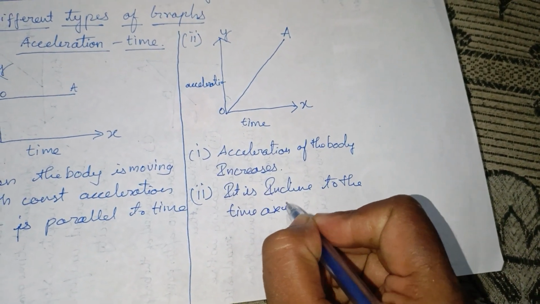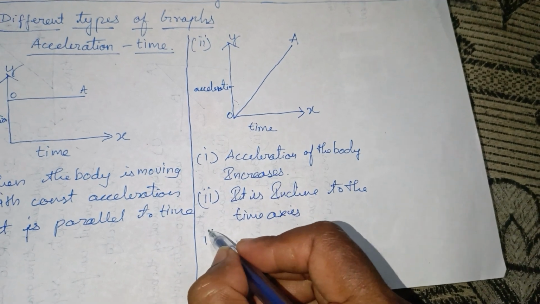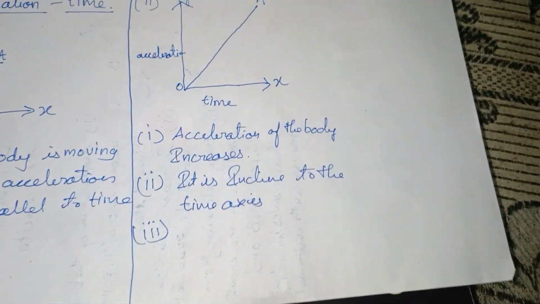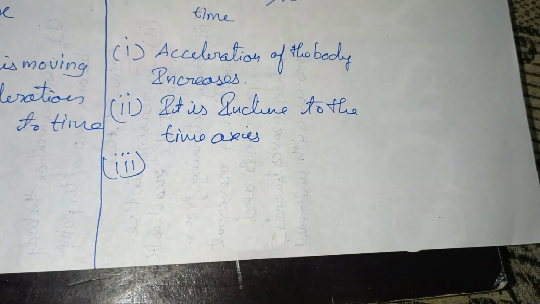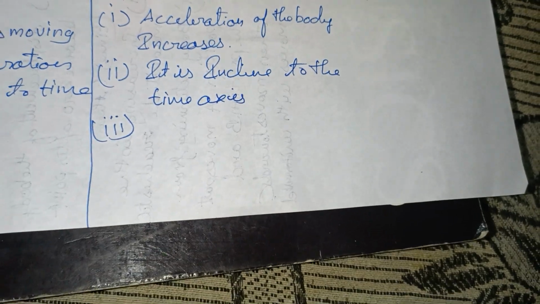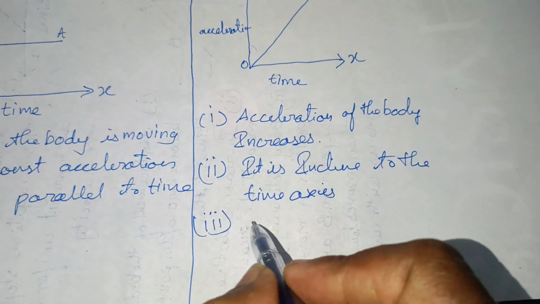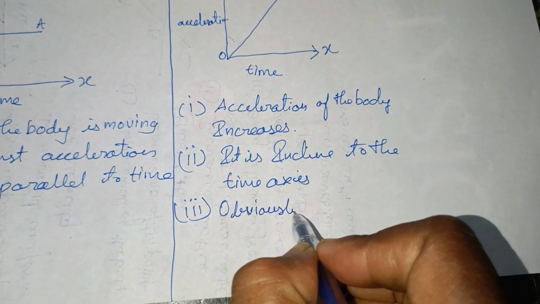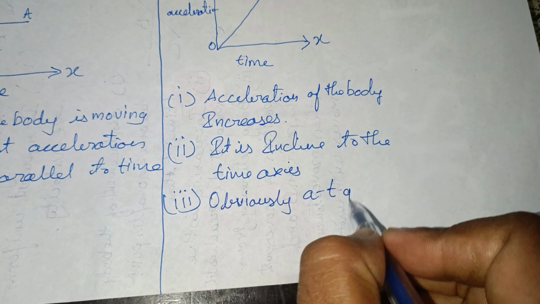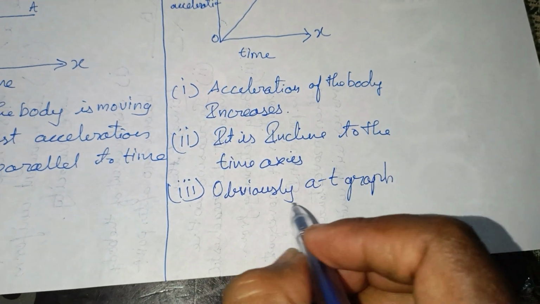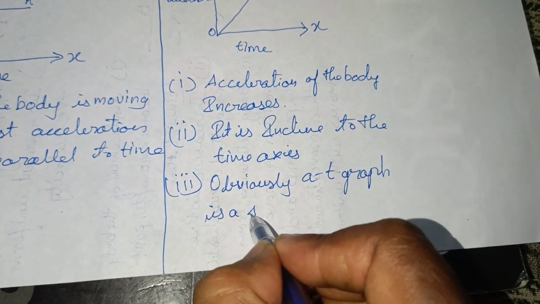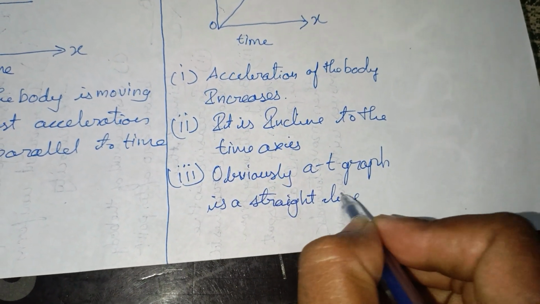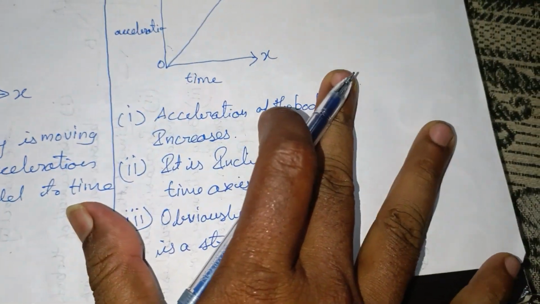If it is inclined to the time axis, then the AT graph is a straight line. Obviously, the AT graph is a straight line. So that's all about this graph.